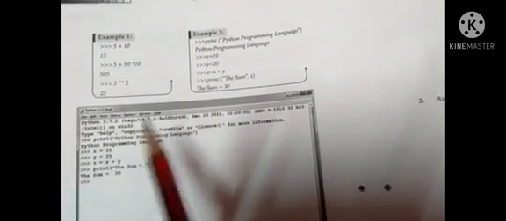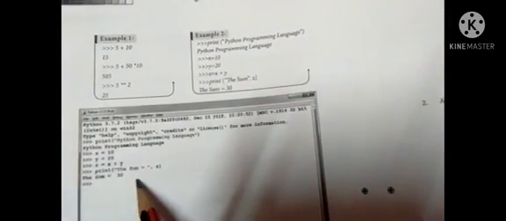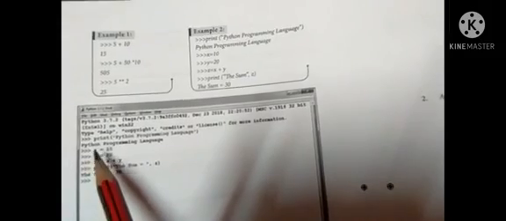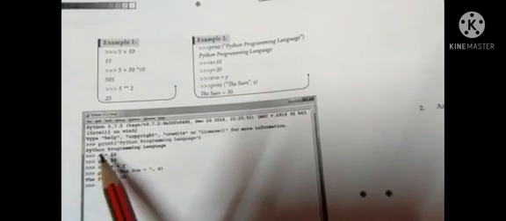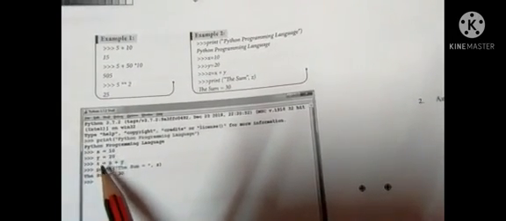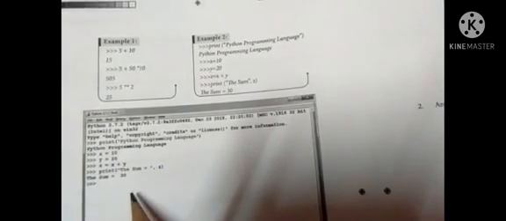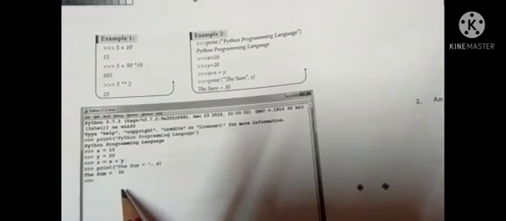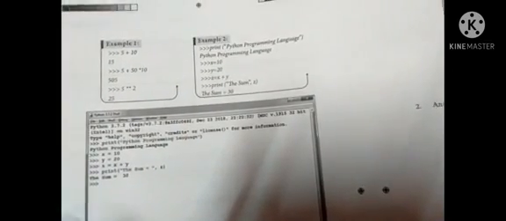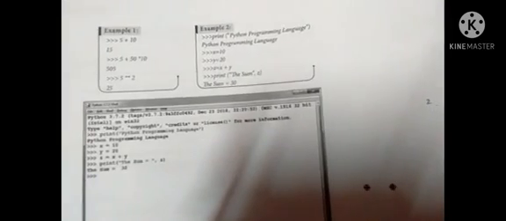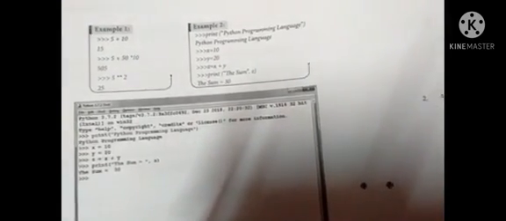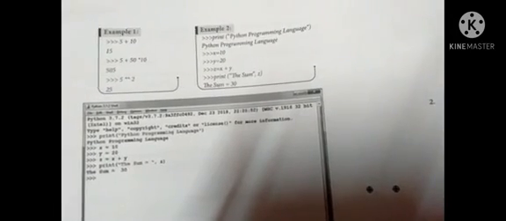Next, in interactive mode, the same program typed here: print the Python programming language. Here print x value, then y value, and print sum equal to z. You get the result, sum equal to 30. So, all of you understood this introduction and how to use interactive mode.